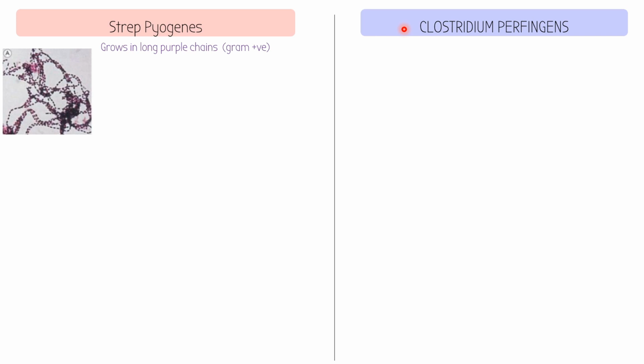Also, as a matter of fact, the two bacteria that cause osteomyelitis, that is Staph aureus and Staph epidermidis as well, are also gram-positive. So don't ask me why, but bone diseases tend to be gram-positive bacteria, general rule of thumb.